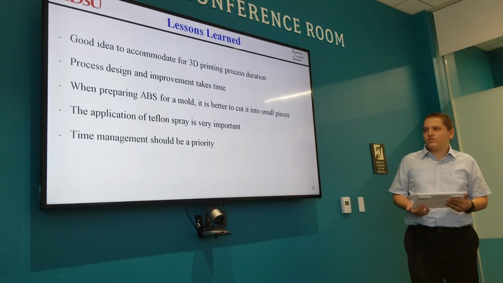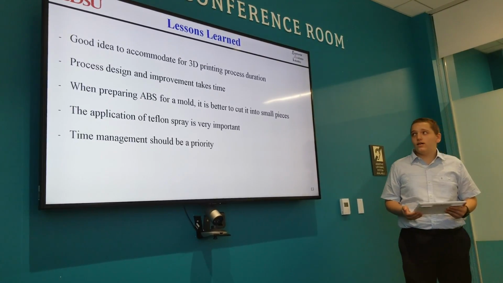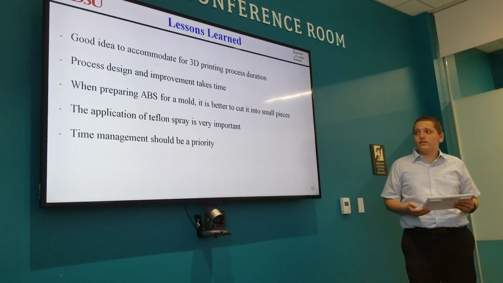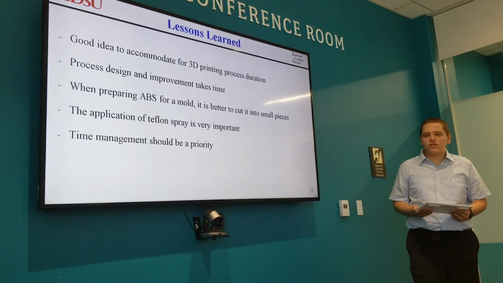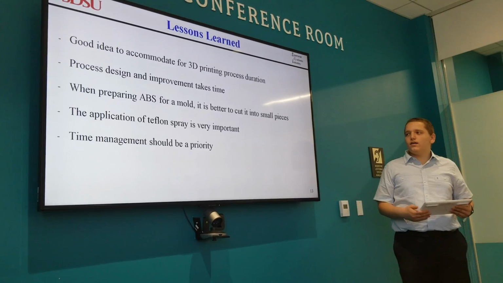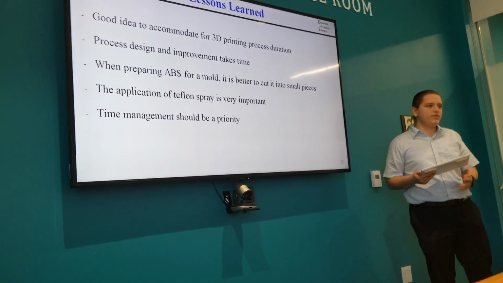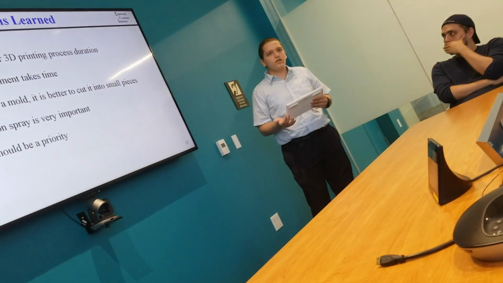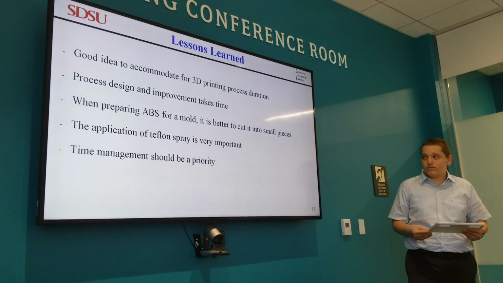One of the lessons we learned, of course, was that it's a good idea to accommodate the 3D printing time and process duration, since it takes a while. The process design and improvement also takes time, so that's something to look at before something like this. When preparing the ABS plastic for a mold, it's always better, as I mentioned earlier, to cut it into smaller pieces, just so you can ensure that your airspace is at a minimum.